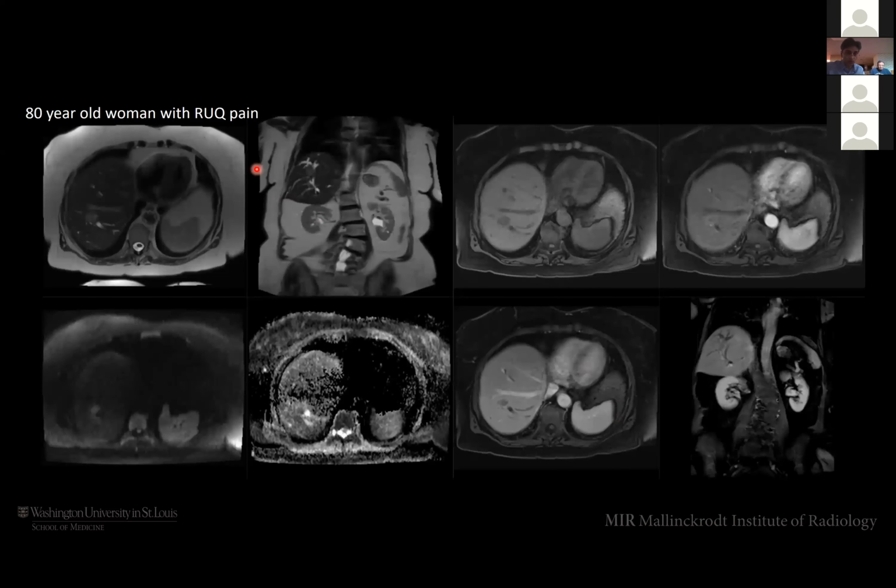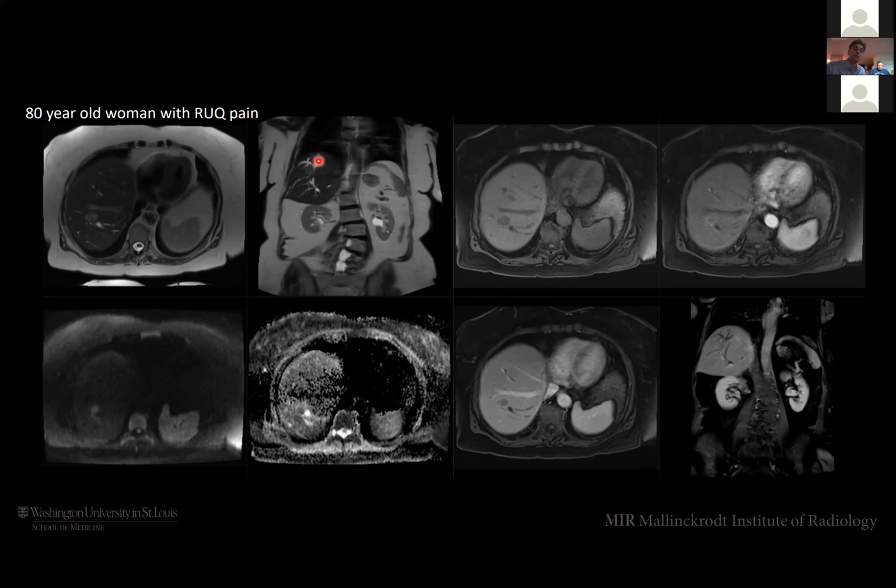Here's an 80-year-old woman with right upper quadrant pain. Let's analyze these images. Here is HASTE in the axial plane. You see there is a lesion, high intermediate bright on T2-weighted sequence. On the coronal sequences, you get a sense of, hey, what is happening to the bile ducts?